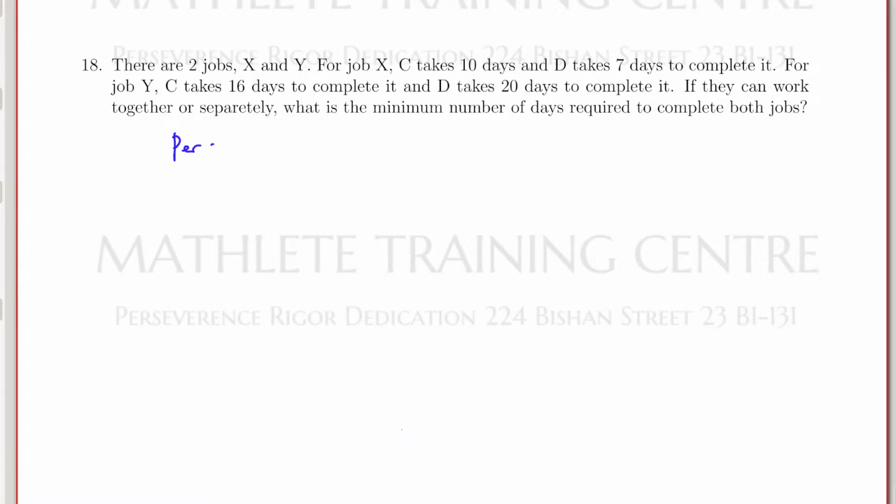We will write down per day. C takes 10 days for job X, so per day it will be 1 over 10. D takes 7 days for job X, so per day it will be 1 over 7. C takes 16 days for job Y, so per day it will be 1 over 16, and D takes 20 days for job Y, so per day it will be 1 over 20.